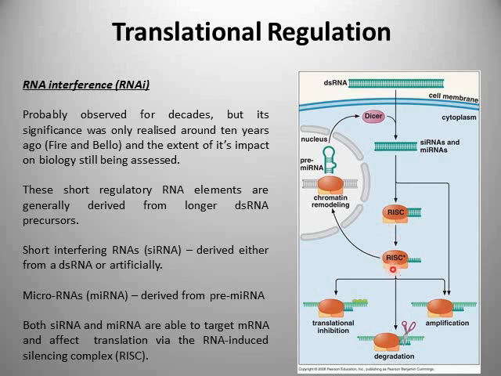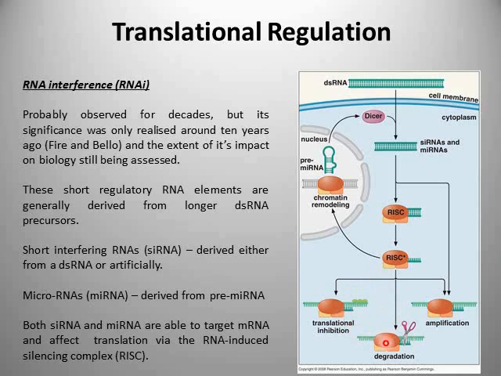This RISC complex then becomes active via the degradation and ejection of one of the two strands of this microRNA or siRNA. So what you're left with is this so-called guide strand. So the RISC complex effectively contains a single-stranded short piece of RNA that will have sequence complementary to a specific target mRNA. So what the RISC complex does then is it seeks out and interacts with the target mRNA by virtue of the complementary sequence that's present in the microRNA or siRNA here.